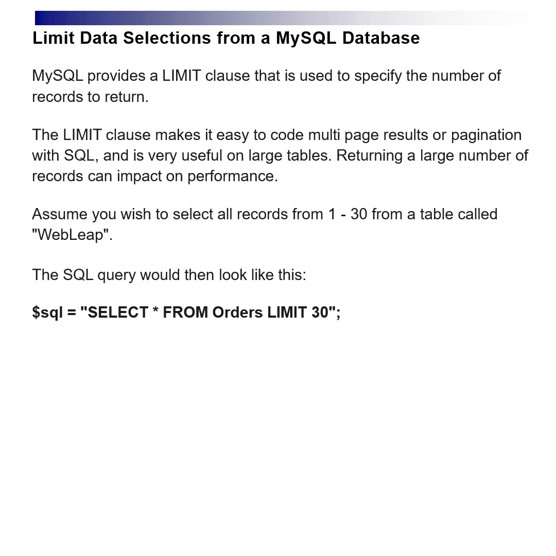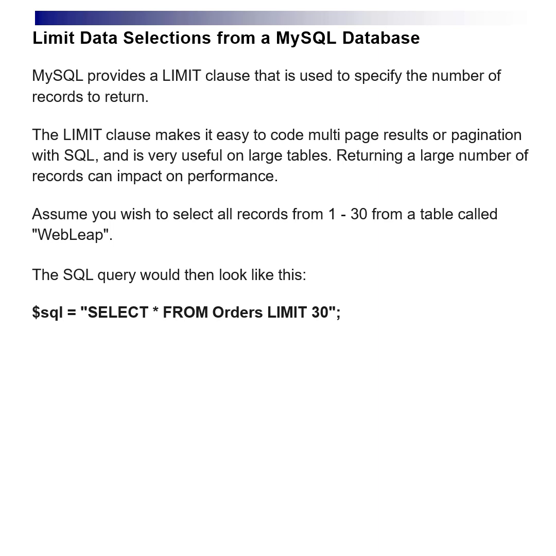Limit data selections from a MySQL database. MySQL provides a limit clause that is used to specify the number of records to return. The limit clause makes it easy to code multi-page results or pagination with SQL and is very useful on large tables. Returning a large number of records can impact performance.